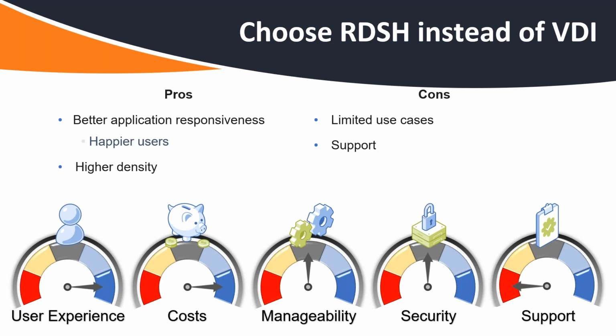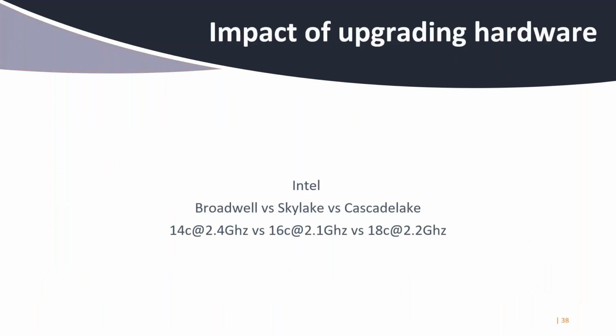Now, Rody, I know that I live in a software world and you love hardware. So could you tell us a little bit about the impact of upgrading your hardware? Yeah, sure. So we looked at differences between the different Intel CPUs. First of all, the old Broadwell, the Skylake, and the most recent Cascade Lake.